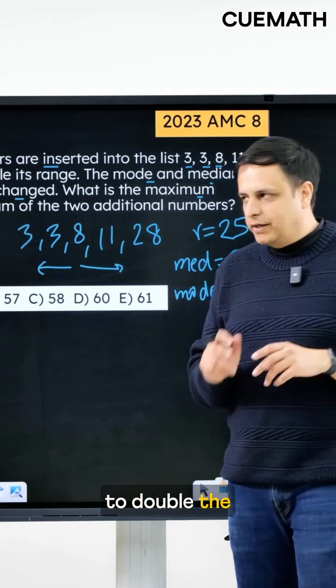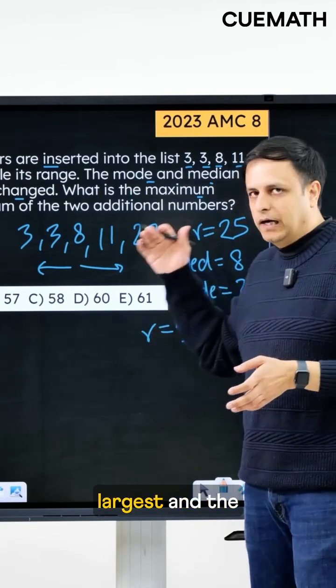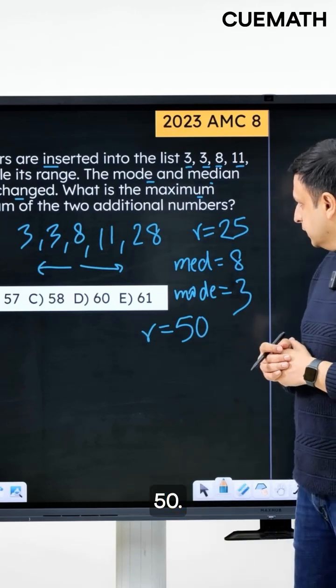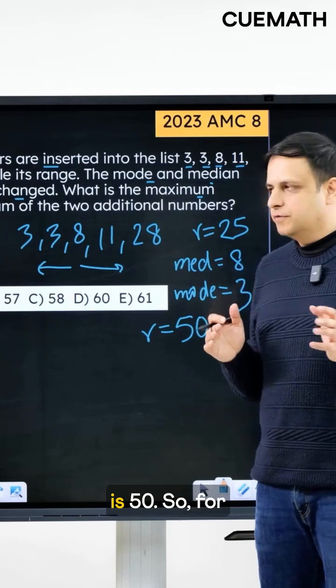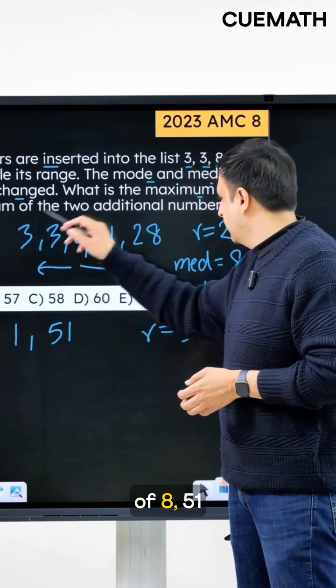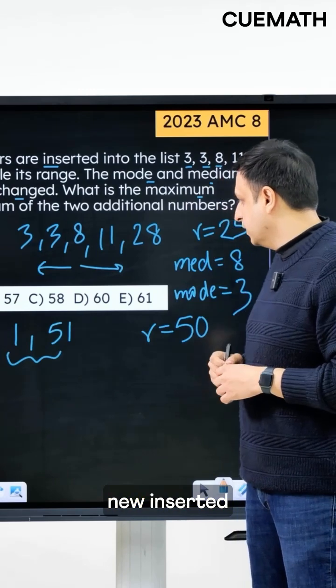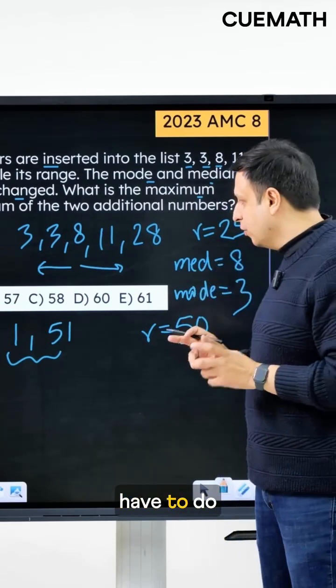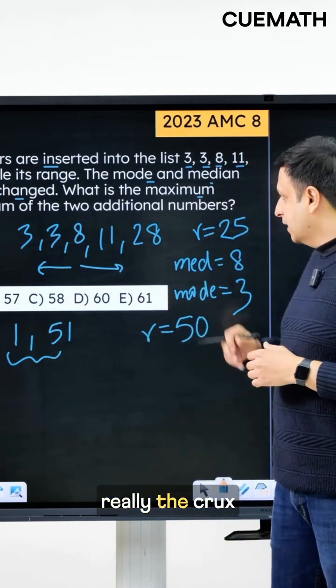Now we need to double the range. So the new range should be 50, which means that the difference between the largest and the smallest values should be 50. So think about any two values, one to the left of 8 and one to the right of 8, whose difference is 50. So for example, if you take 1 and 51, 1 is to the left of 8, 51 is to the right of 8, the difference is 50, and the sum of these two new inserted numbers is 52. But what we have to do is find that pair which gives us the maximum sum, and this is really the crux of the problem.